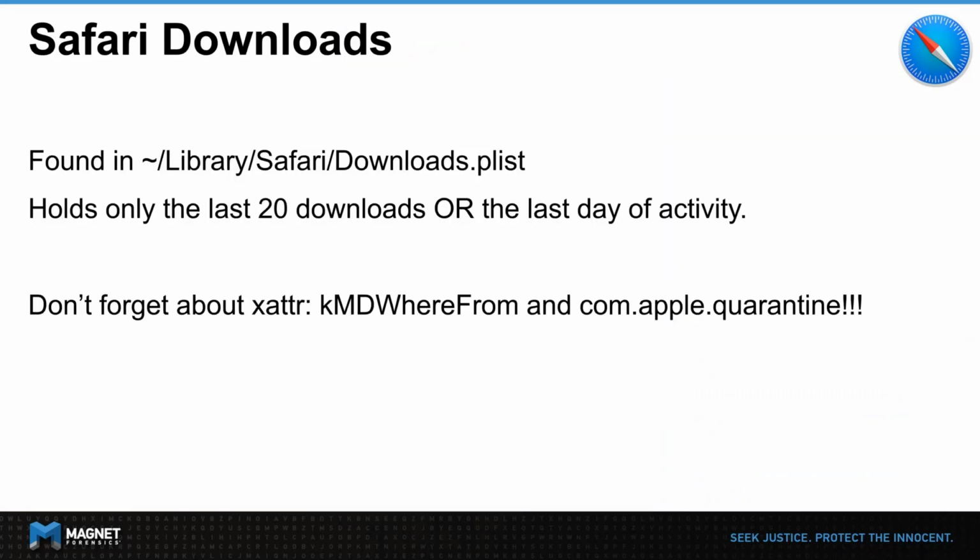And then downloads. The downloads plist inside the Safari folder will have the last 20 downloads or the last day of activity, depending on how they have that set up. But always remember, look at your where froms, look at your quarantine data, because there's going to be good data about what they've downloaded. Even if they've downloaded stuff in private browsing with Safari, guess what? That still gets captured inside the quarantine events database, so you'll be able to track it there.